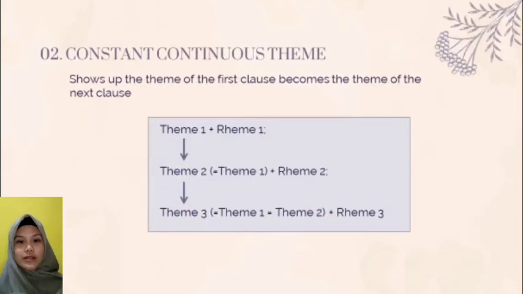Okay guys, I'm Nadia Isma Khairunisa. I'm going to explain the second type of thematic progression, that is constant continuous theme. In constant continuous theme, the theme of the first clause becomes the theme of the next clause. You can see the first clause consists of theme 1 and rheme 1. The second clause consists of theme 2, that is also theme 1, plus rheme 2.